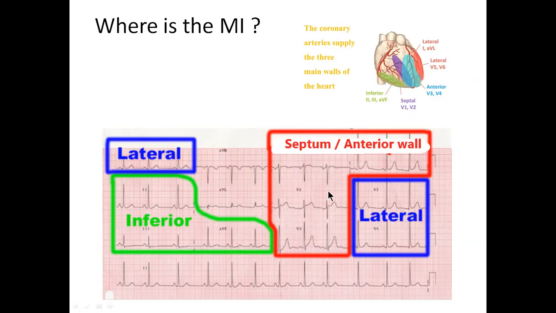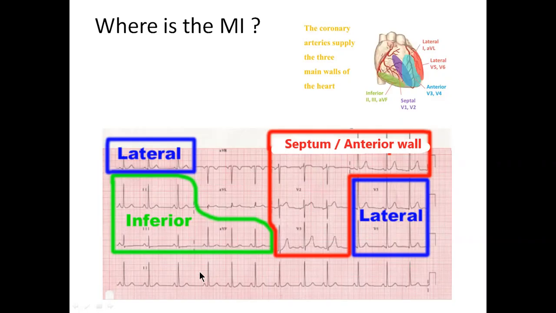If there is ST elevation in V1 and V2, that usually tells us that there is an MI of the septum. Then if you go further, that is V3 and V4, then we know that the anterior wall is also affected. If the ST elevations are seen in V5 and V6, then we call it a lateral wall MI, and that could be because the circumflex artery is affected. I and aVL also denote the same area.